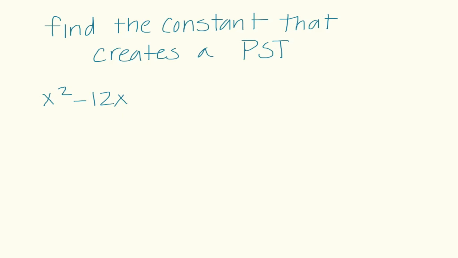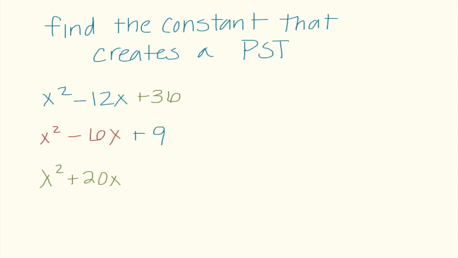I'm not going to reveal how I got this yet. We'll figure it out. But x squared minus 12x, I would put plus 36. You may or may not have gotten that, but let's do another one now. What should we put here? If we have x squared minus 6x, I'll give you a second to think about it. And I'm going to put plus 9.